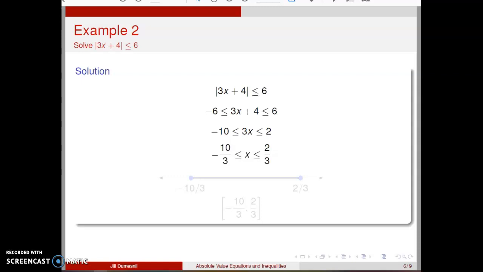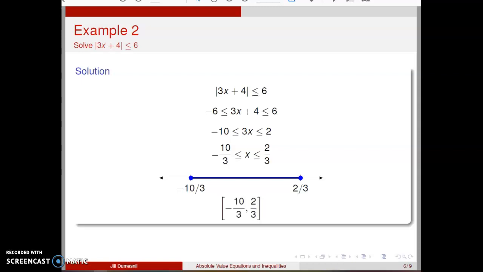Then we can divide by a positive 3 to get negative 10/3 less than or equal to x less than or equal to 2/3. This represents the solution in inequality notation. We are often asked to graph the solution and/or write it in interval notation. I find that graphing the solution often helps to correctly write it in interval notation.